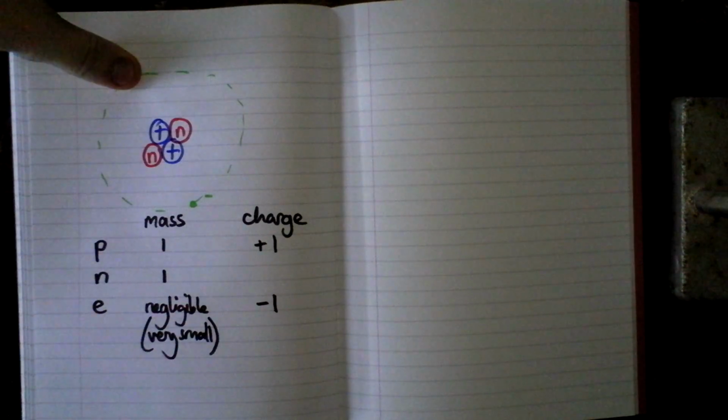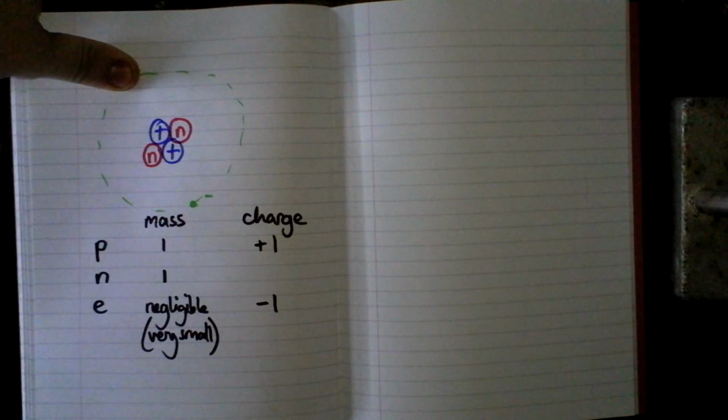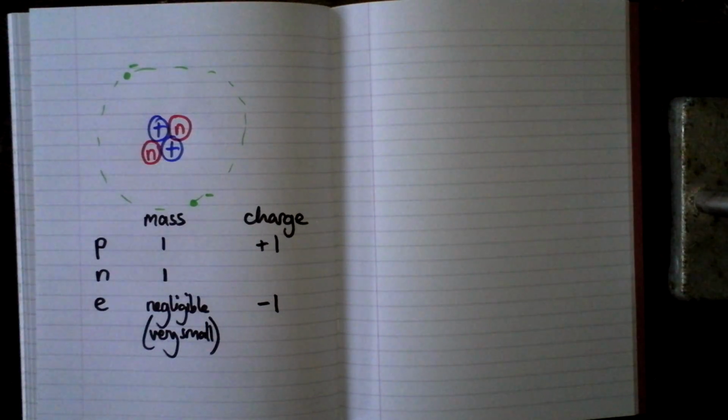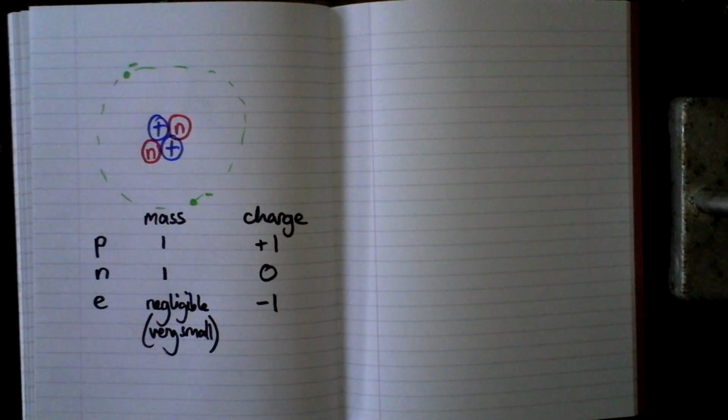If I start taking away electrons, that's no longer an atom, it's an ion, a charged particle. If I start adding electrons, that would also make an ion, just one that's negatively charged. The neutron, of course, has 0 charge. And that's what atoms are made of.